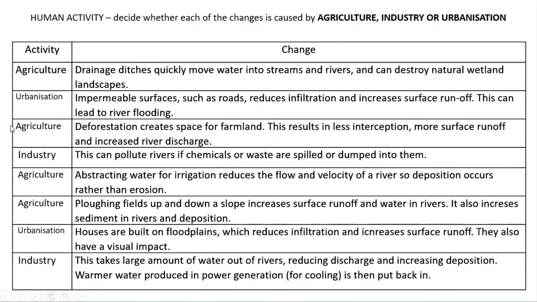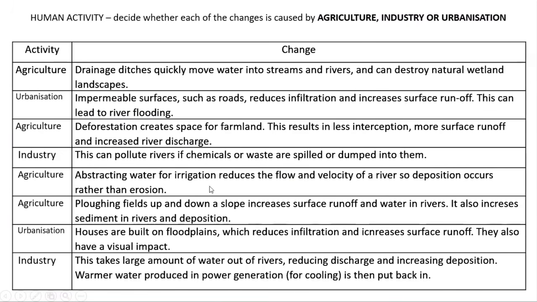Okay, so agriculture, when you've got drainage ditches, it can move water very quickly into streams. The idea is you drain the land to make it better for growing crops, but it overwhelms the river. So it can destroy the natural wetland landscape, but it can also mean the river is more overwhelmed and more likely to flood. Other agricultural things are where you deforest areas. You chop down trees to make farmland space. That reduces interception and you get more runoff and increased river discharge.